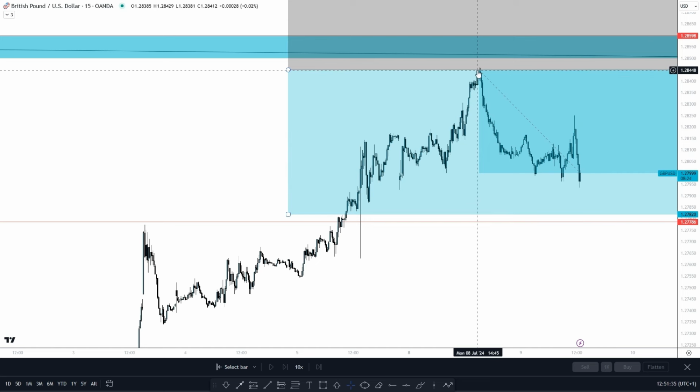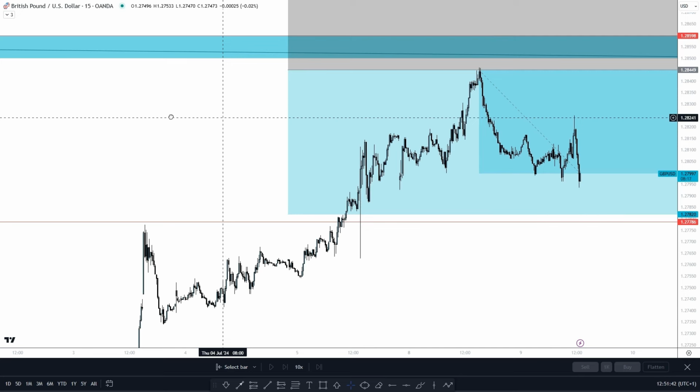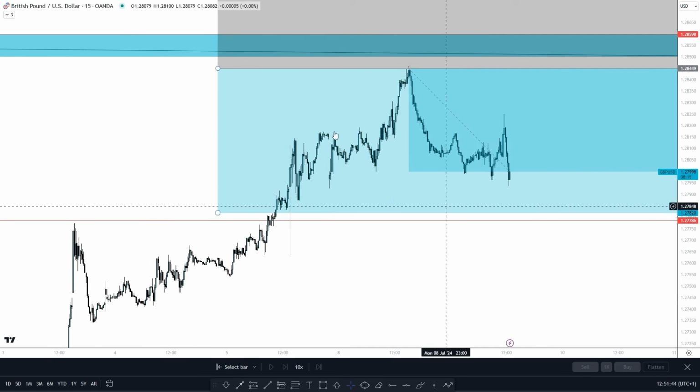So for that reason, I'm risk free on the trade. It doesn't matter what happens if I go back all the way up here. I won't lose anything, so I'm trade managed. Okay, so now I'm just going to wait for this trade to play out.